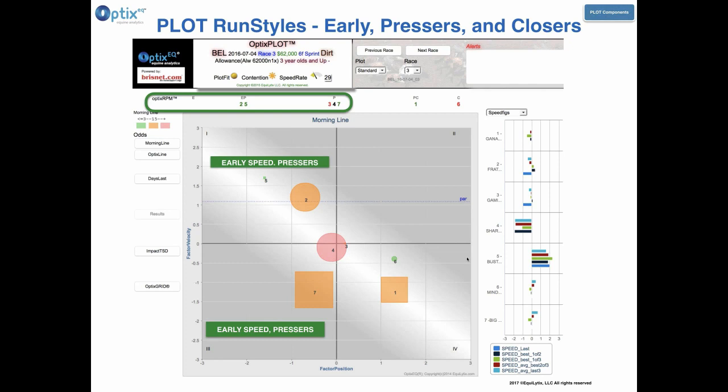In this case, this is another example. I'm sorry, I kind of mixed and matched things here. So this race, if you look at the plot, has a yellow plot fit. The contention is average, and the speed rating is about average.